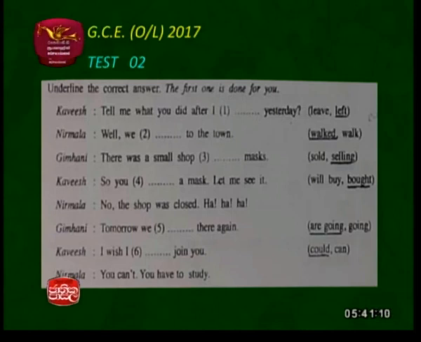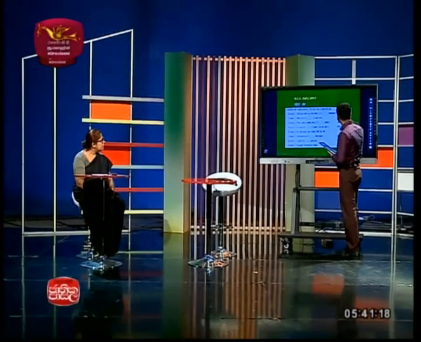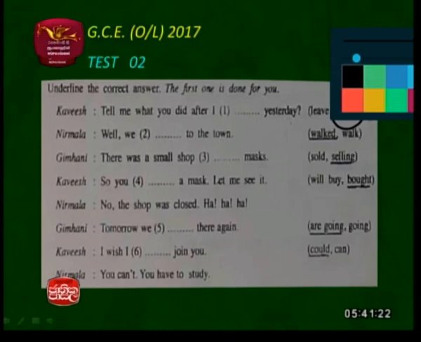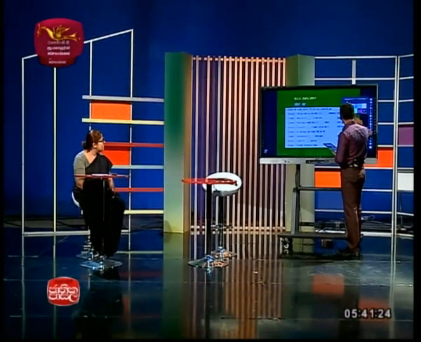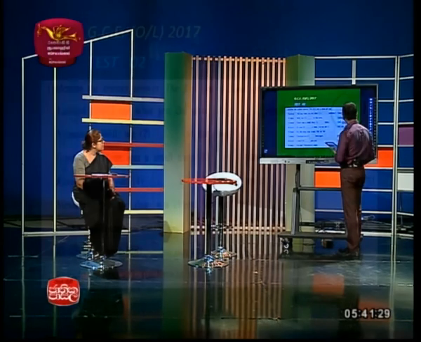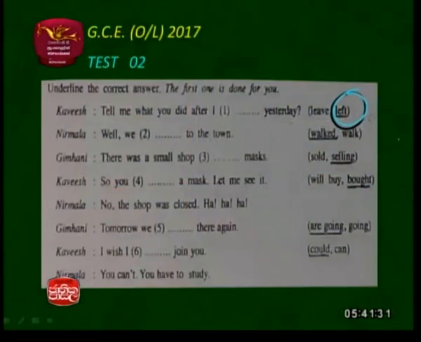Why has Tanuja Miss put "left" instead of "leave"? Because you have the D, if you can circle it. Okay, sure. Yeah. Left. Yes. Okay. Let's get a color. Right. Okay, so tell me what you did after I left.